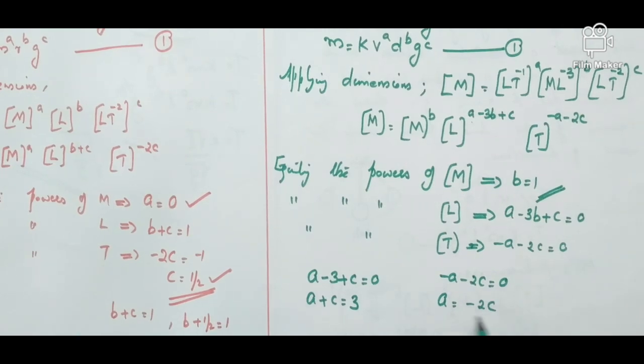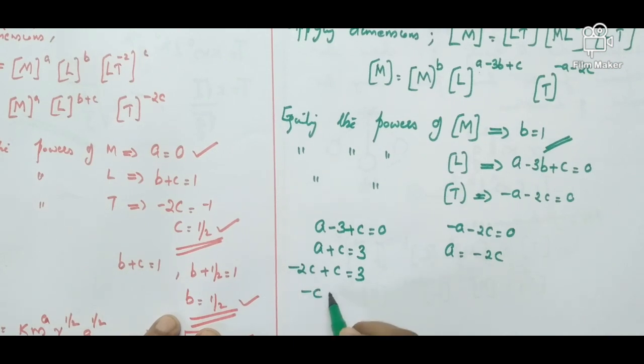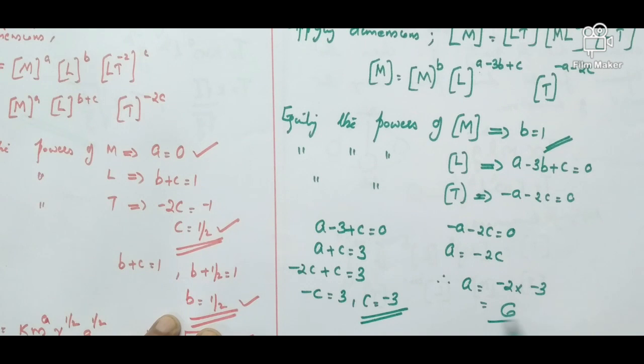Substitute a equal to minus 2c in this equation. So minus 2c plus c is equal to 3. What is the value of c? Minus c is equal to 3, or c is equal to minus 3. Substitute c equal to minus 3 in this equation. Therefore, a equal to minus 2 into minus 3 is equal to 6. So we got a equal to 6, b equal to 1 and c equal to minus 3. And substitute the values of a, b and c in the first equation.